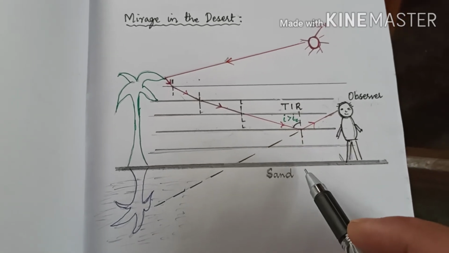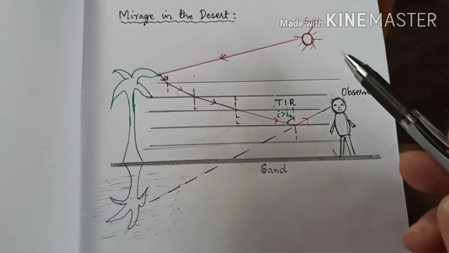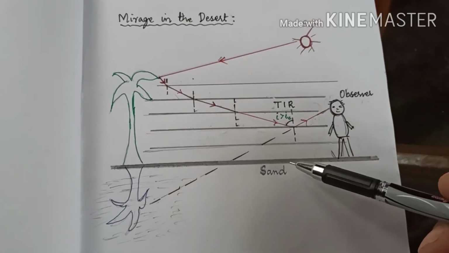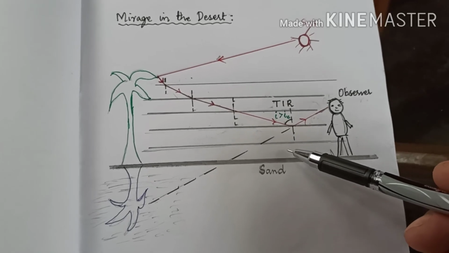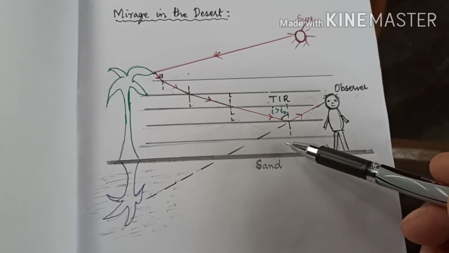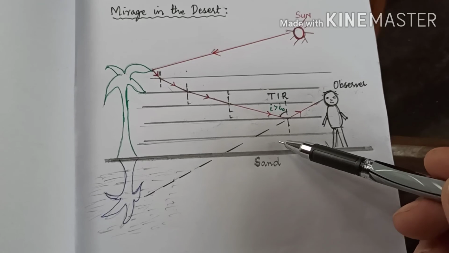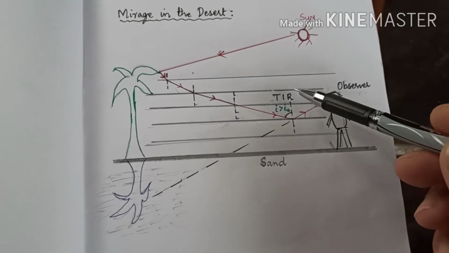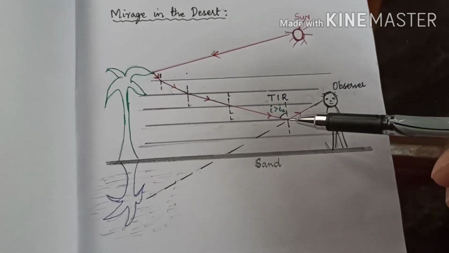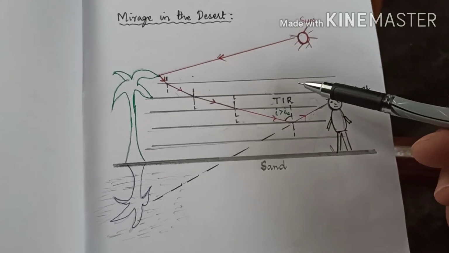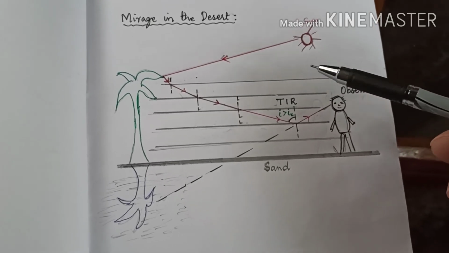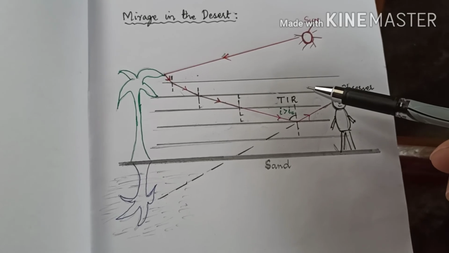During the day, the sand in the desert gets heated by the sun, which in turn heats up the air layer close to it. The air layer close to the sand becomes warmer. As we go up, the air layer gradually becomes cooler and cooler. Now this cooler air is optically denser than the warmer air.